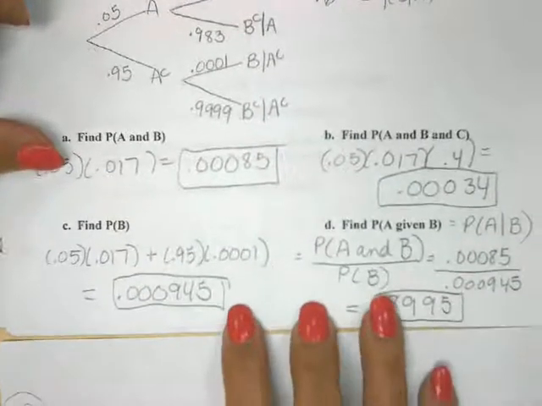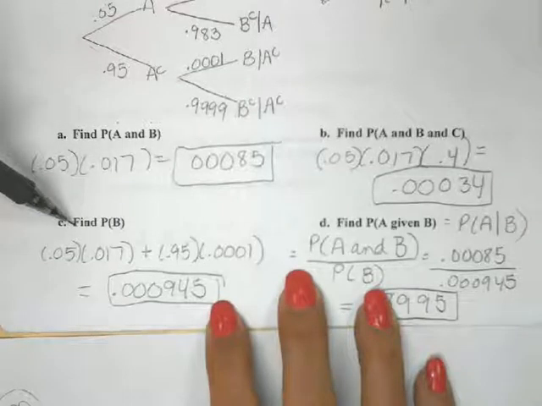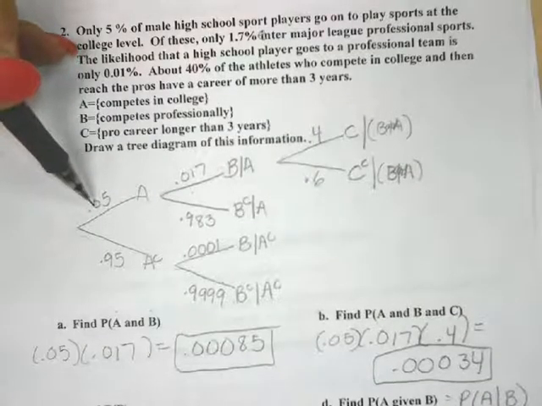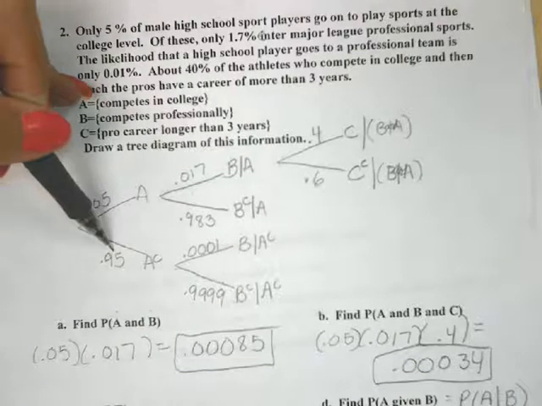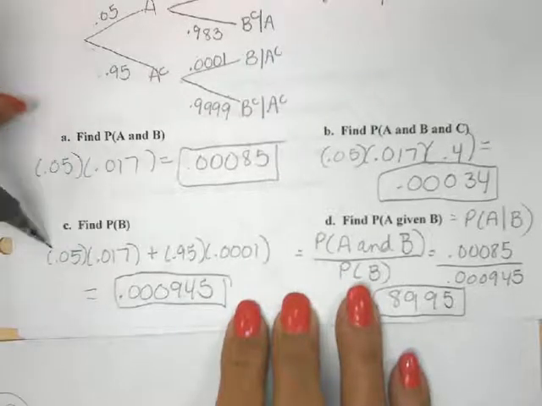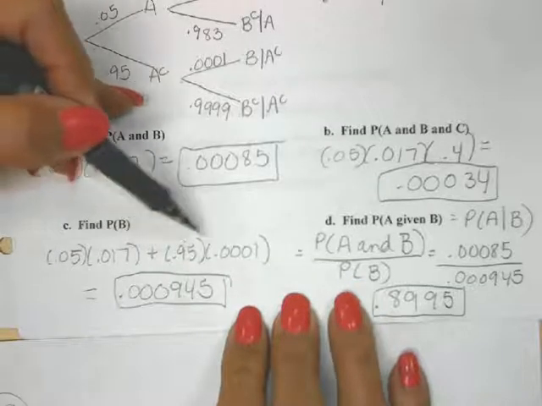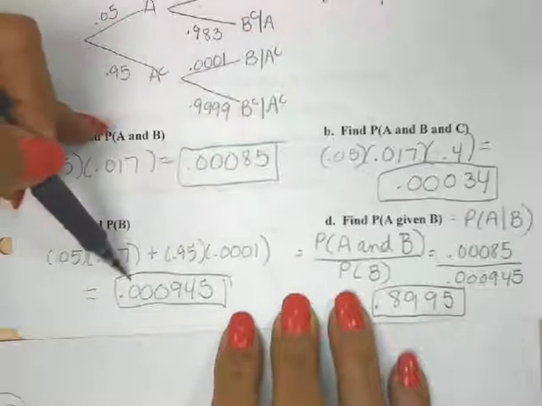Now lastly, I want to find the probability of B. Before I said we don't know that probability. We weren't given that. So B is the probability that someone plays professional ball. So if I look up here, there are two ways to play professional ball. You can go to college and play ball, or you can not go to college and play ball. And so here is the part of playing in college and playing ball, or not playing in college and playing professionally. The sum of these two gives me the probability of B.